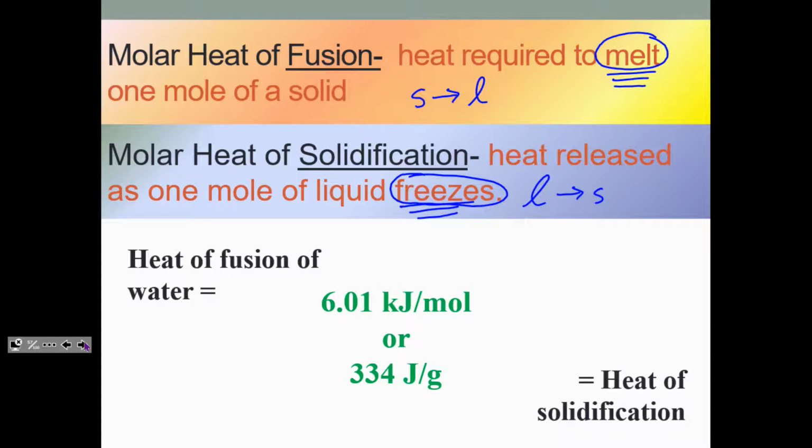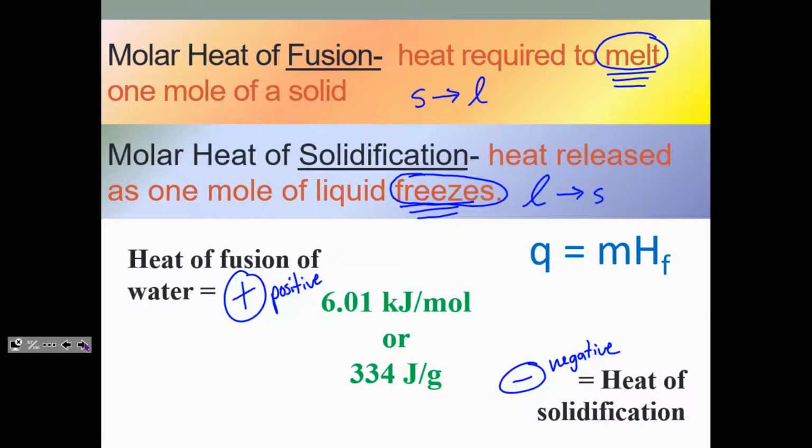If we are going from a solid to a liquid, we're absorbing energy. So heat of fusion is going to have a positive value. If we're freezing, we're going from a liquid to a solid, which means we have to release heat. So those are going to be negative values. So you'll change the sign depending on which direction you're traveling.